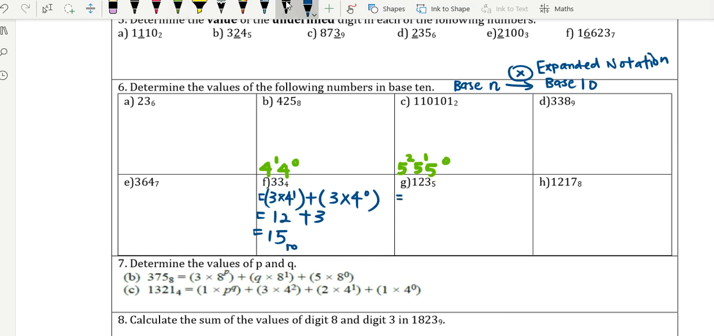To expand, I normally start with the first number here, 1. Multiply with 5 to the power 2, plus 2 times 5 to the power 1, plus 3 times 5 to the power 0. You can use a calculator to help you. The final answer would be 38.